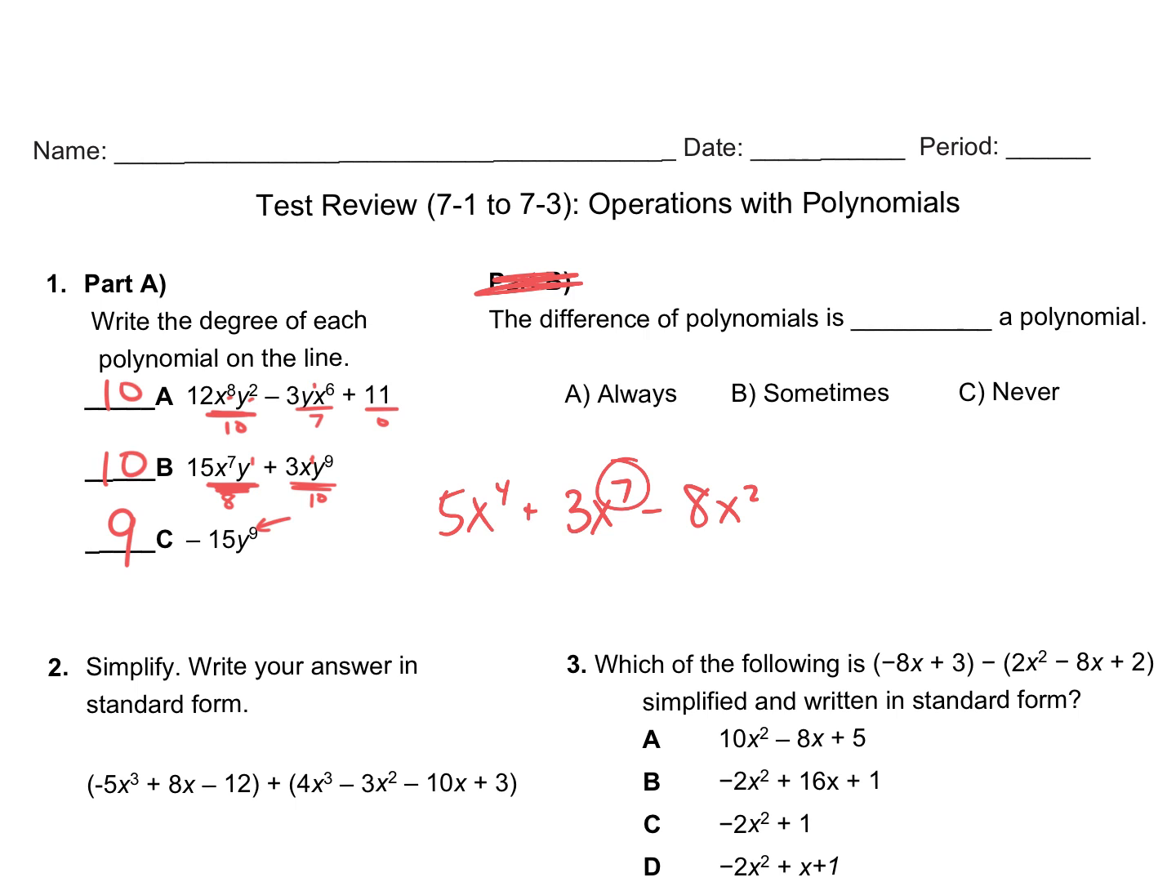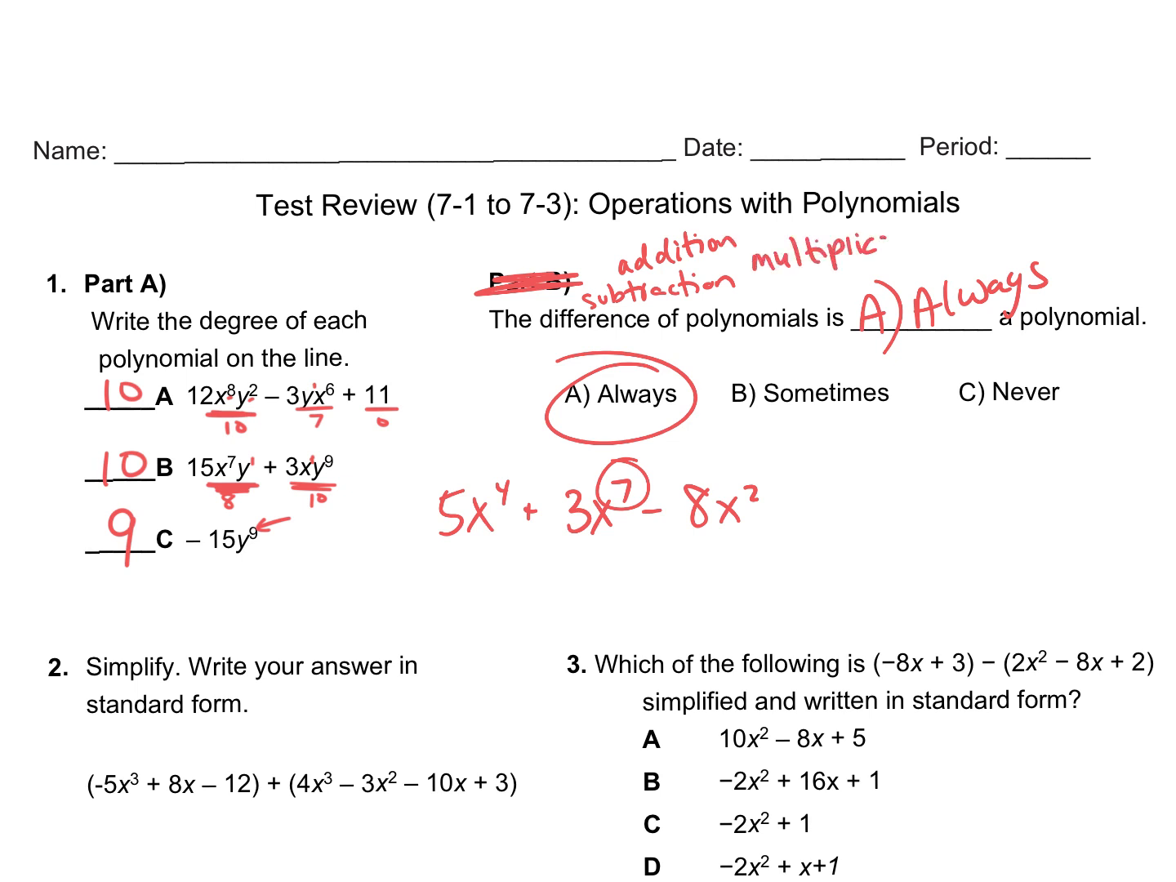Over here, the difference, so that's subtraction of polynomials, is always a polynomial. If you start with a polynomial, you'll end with a polynomial, and that works for subtraction, it works for addition, it works for multiplication. It only doesn't always work for one thing, and that's division. Division is the only time we're going to have a sometimes. And you'll see why. I think there's a situation later where it'll give us something that's not a polynomial. So that's only with division.